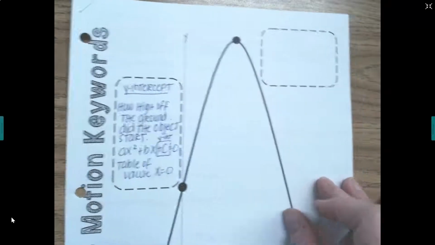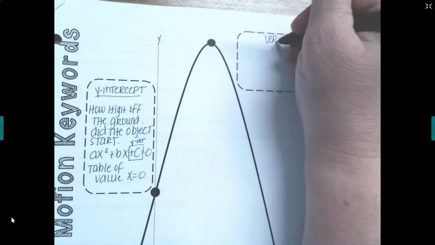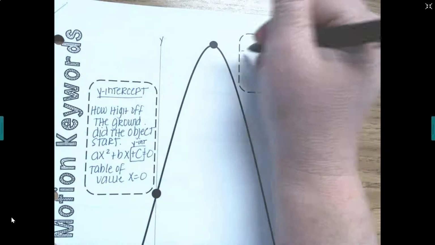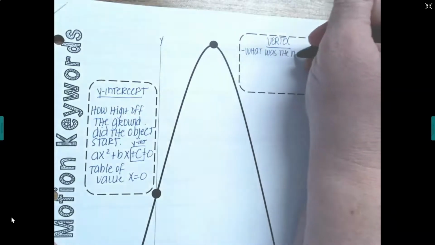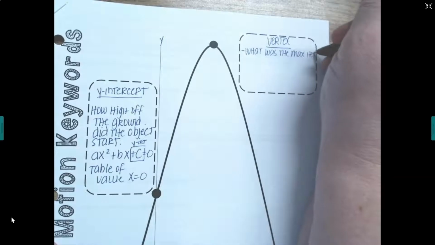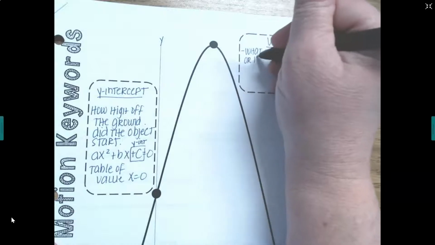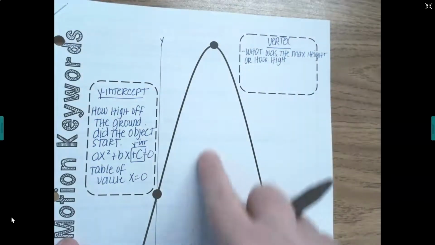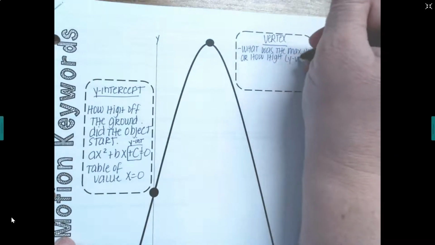The next point that I want to talk about is our vertex. The vertex can tell you a couple of different things, and different questions can be asked. The most common question you're going to see is, what was the max height, or how high did the object go? When it asks that question, it's talking height, which goes straight up and down, so that means it's talking about the y value of the vertex.